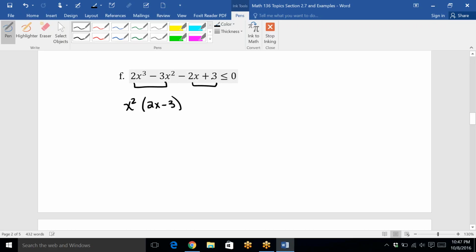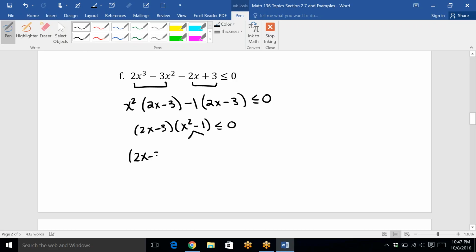I cannot pull out any numbers or x's from the second pair, but if you have a negative leading coefficient, you have to pull out the negative, and if there's nothing else in common, we pull out a 1. So this would be 2x and minus 3, because that would change those signs. Pull the 2x minus 3 to the front. This leaves me with an x squared minus 1, which if you're not paying attention, you will miss. That is two perfect squares, so this is going to factor again into an x plus 1 and an x minus 1, less than or equal to 0.